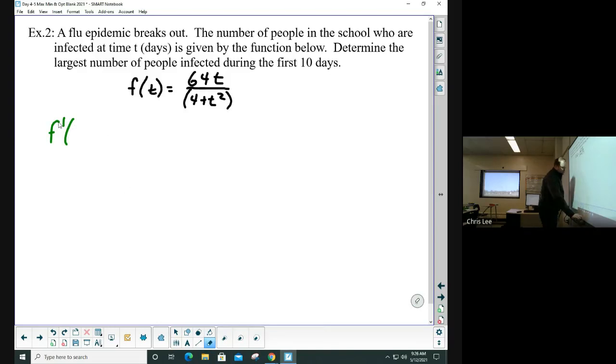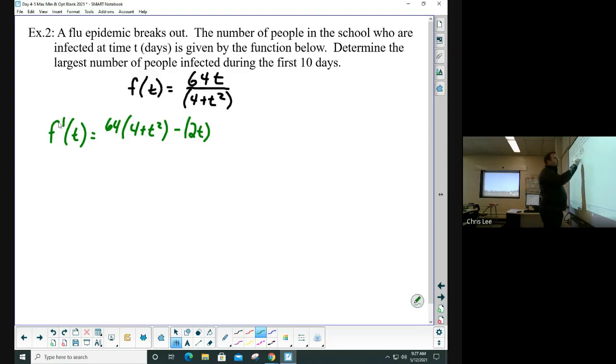So f prime at t is a quotient rule, right? We've got a quotient here, so we're going to have to differentiate the top times the bottom minus the derivative of the bottom times the top all over the bottom squared. So the derivative of the top is 64 times the bottom, 4 plus t squared, minus the derivative of the bottom, well, the 4 is going to be gone, so it's just 2t on the bottom times the top, all over the bottom squared.